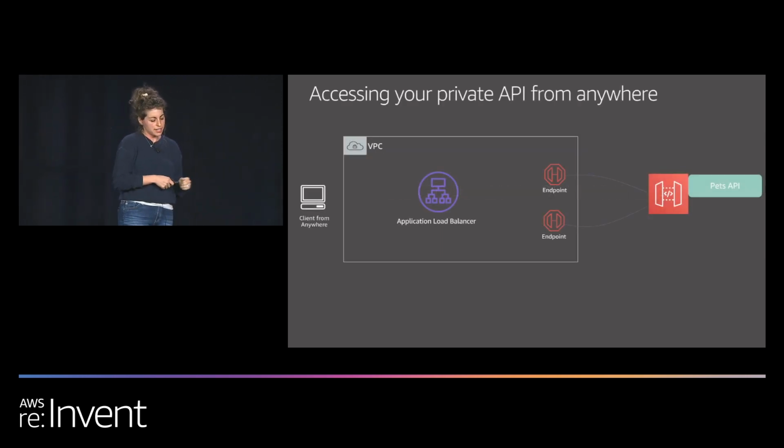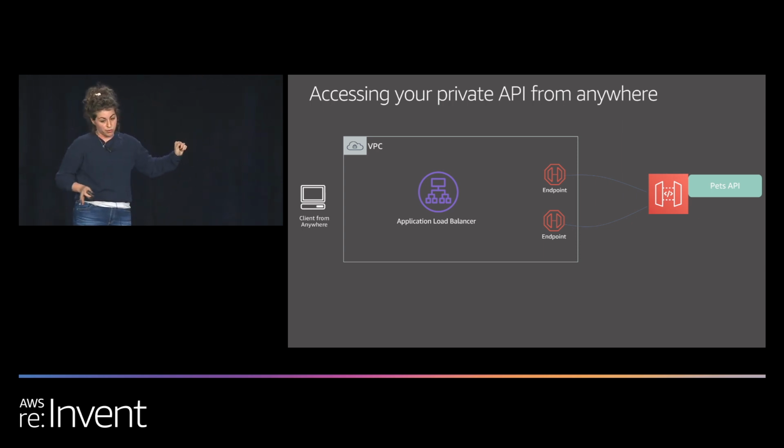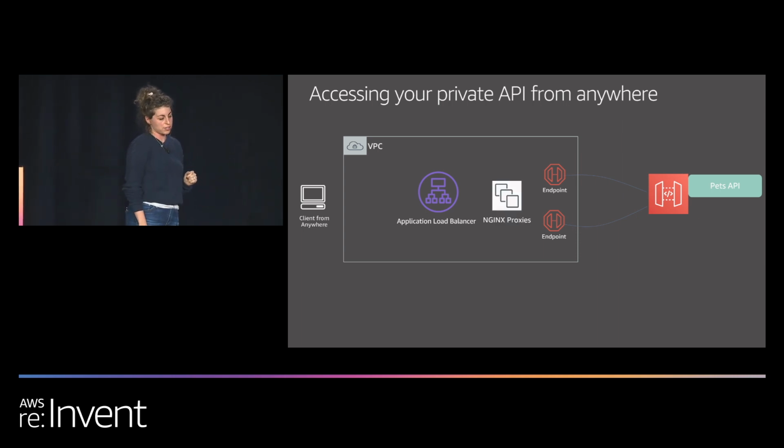So let's say the client is anywhere. It could be inside the VPC. It could be outside of the VPC. It could be in another VPC in the same region, a different region. It doesn't matter where it is. It connects first to an application load balancer that I've set up, which fronts a bunch of proxies.